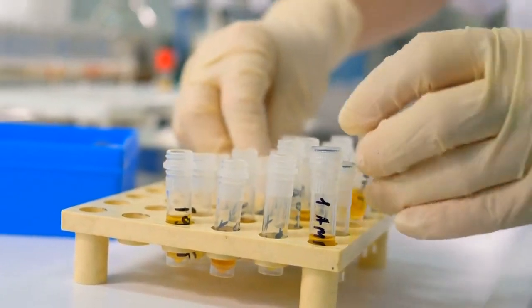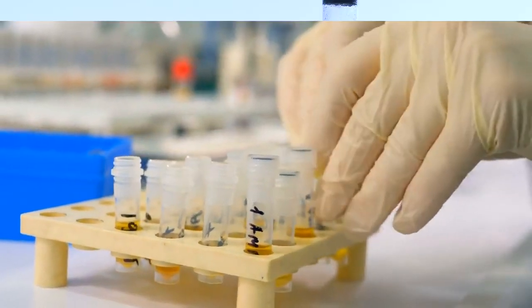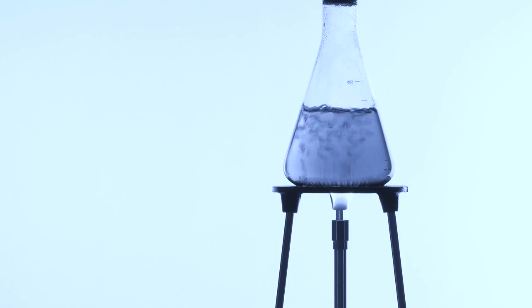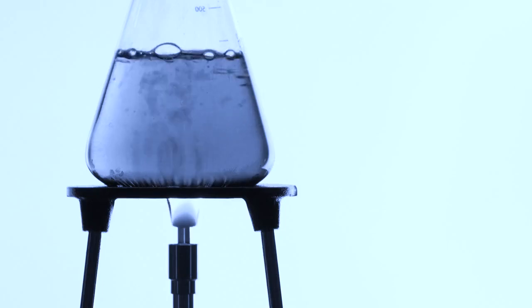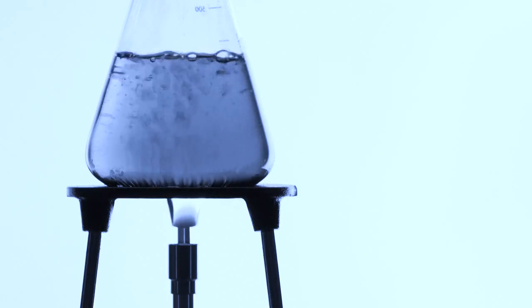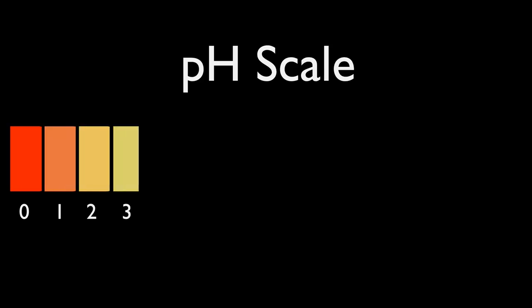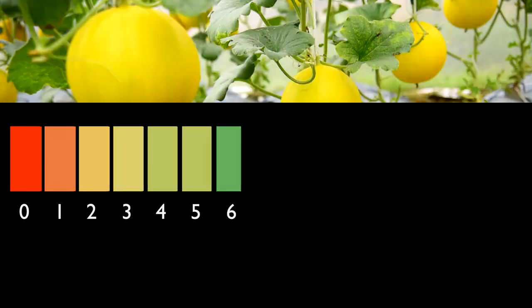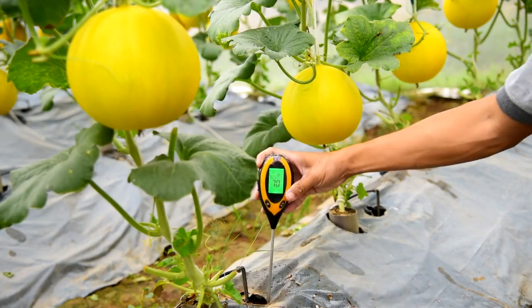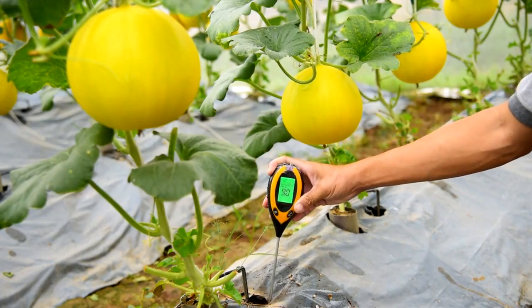Test tube rack. It is used for holding test tubes. Tripod stand. It is placed on top of Bunsen burner and it is used to heat or boil substances. pH meter. An electronic device used to measure the acidity or alkalinity, pH, of a solution.